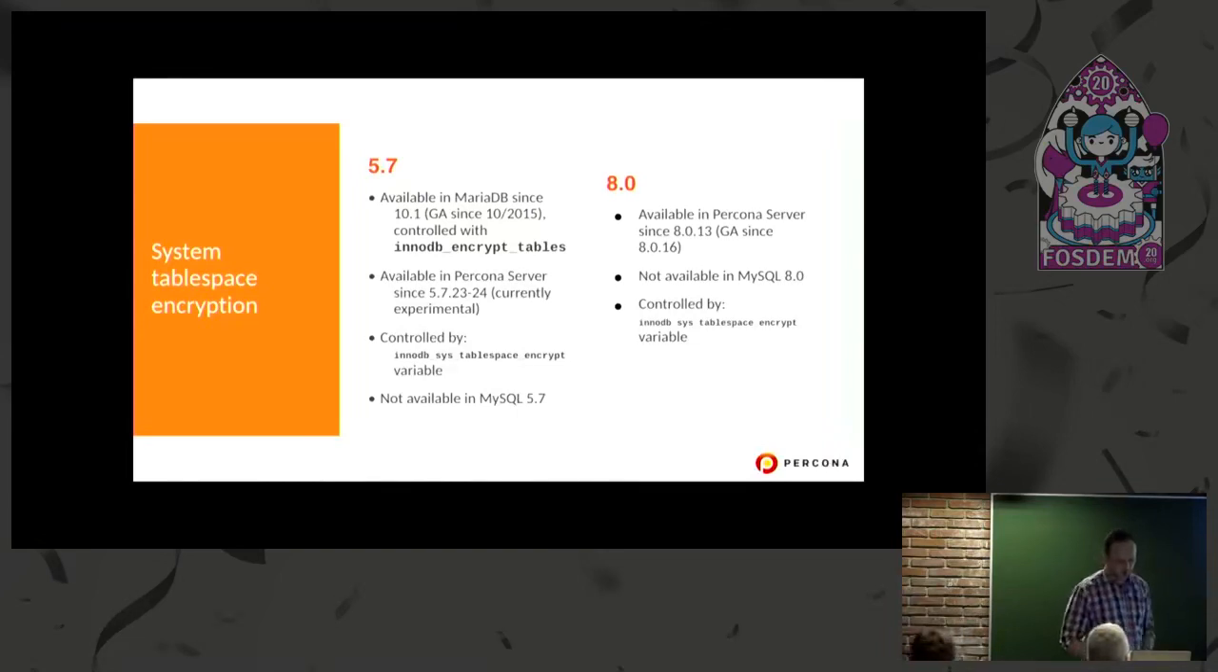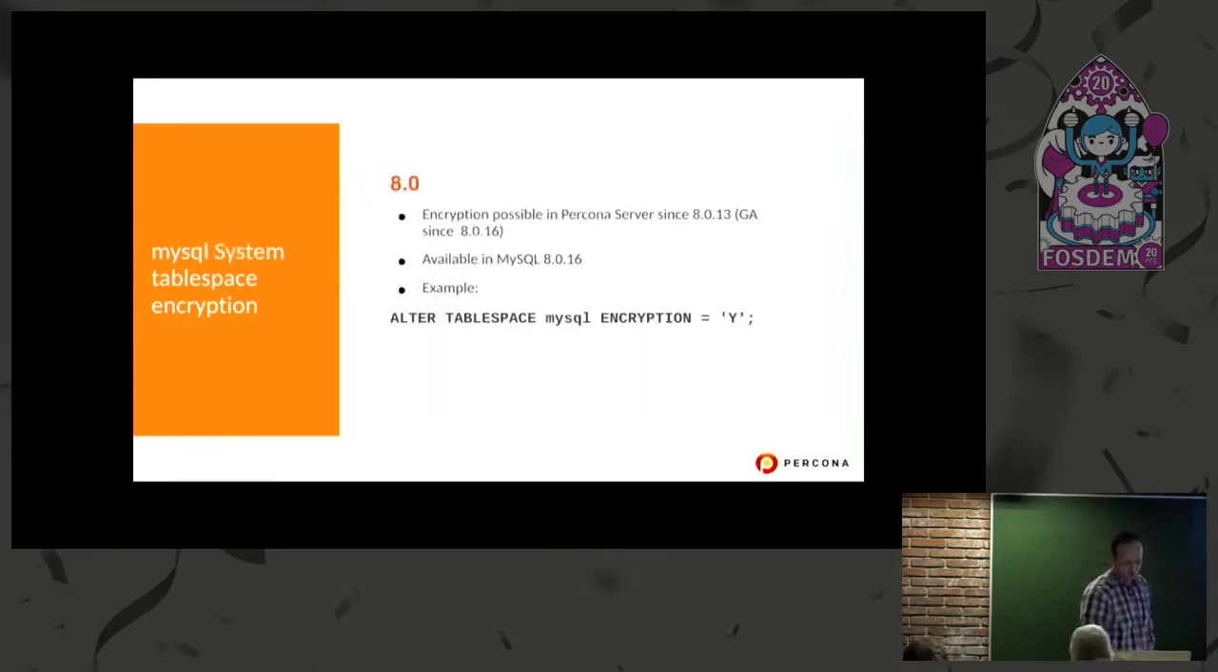There's an important limitation with this. You can use this only when you are initializing the database. You cannot convert the system tablespace from the encrypted state to the unencrypted or vice versa. So if conversion is needed, you create a new instance with initialize. You set up the InnoDB tablespace encrypt in your config file, then you start the service, and then you move your data to that instance.